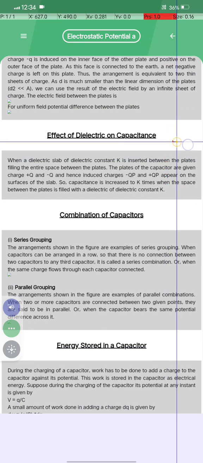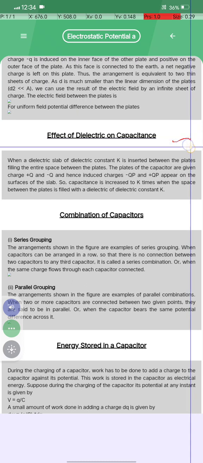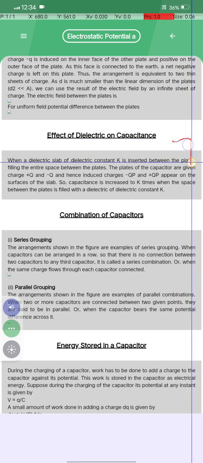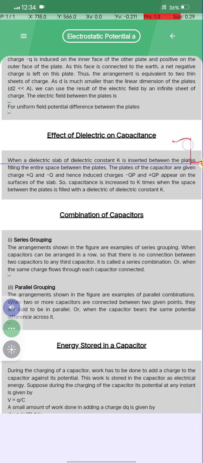Okay, after that, see what is said about the effect of a dielectric on capacitance. When a dielectric slab of dielectric constant k is inserted between the plates, filling the entire space between them, the plates of the capacitor are given charges +q and -q. Hence induced image charges -qp and +qp appear on the surfaces of the slab. So the capacitance increases by k times when the space between the plates is filled with a dielectric of dielectric constant k.